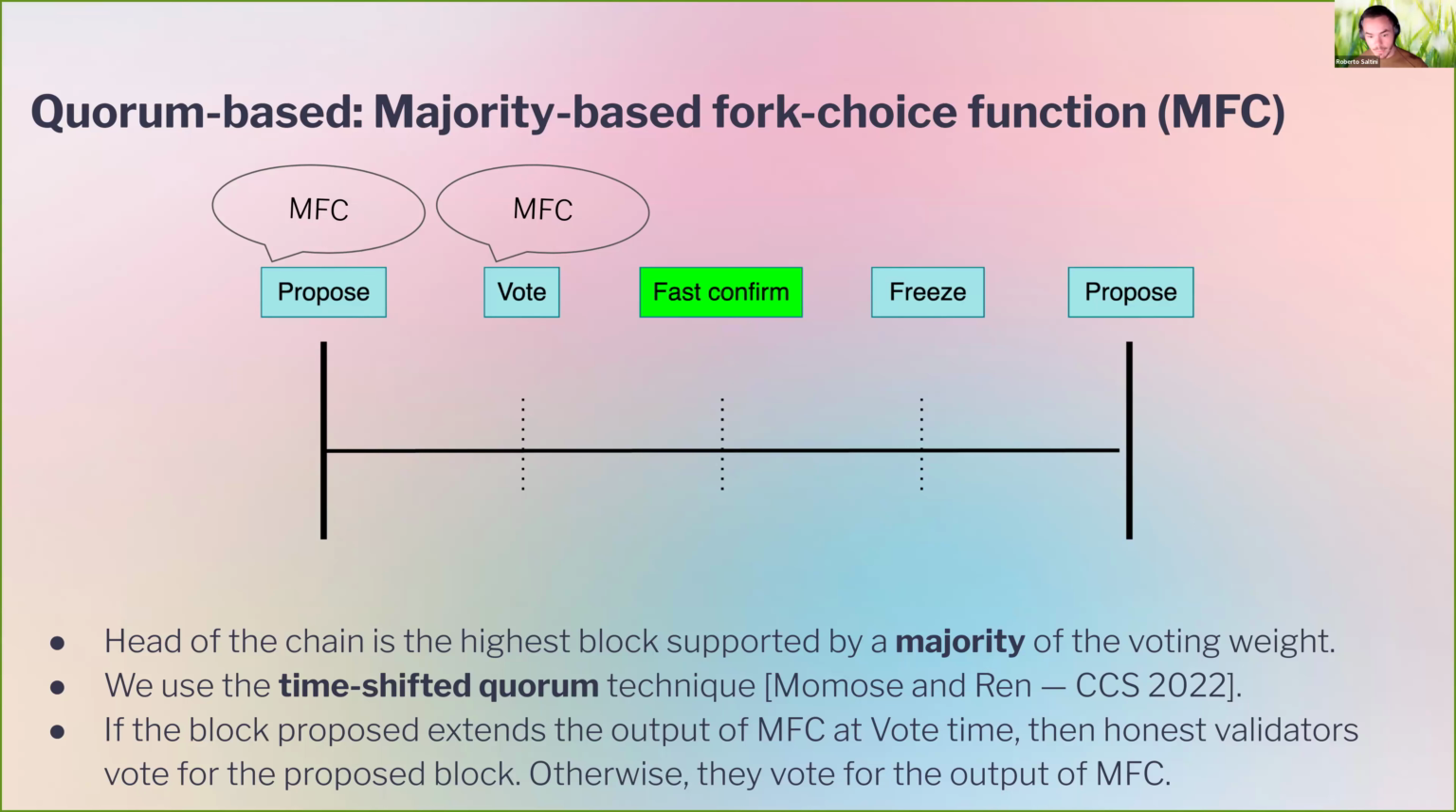Whereas in the vote stage, as you remember before, the fork choice function is not guaranteed to output a leaf block. So what's going to happen is that if the block that was proposed extends the output of the fork choice function computed at the voting stage, then honest validators will vote for the block that has been proposed. Otherwise, they will vote for the output of the fork choice function. So under the condition that the proposer is honest and we have synchrony, we have the same property that we had before, that honest validators will vote for the block that has been proposed.